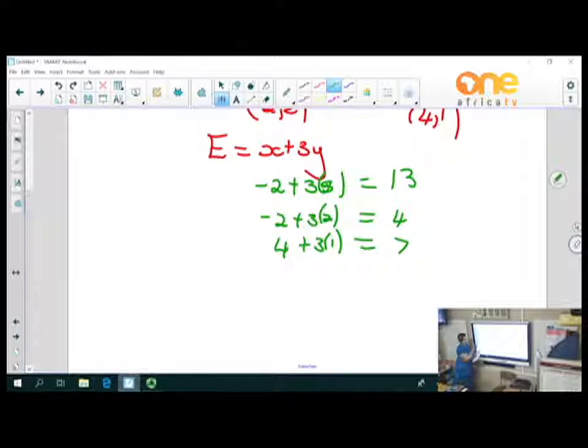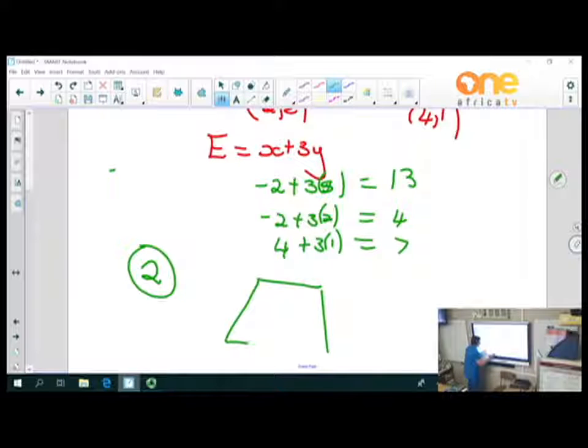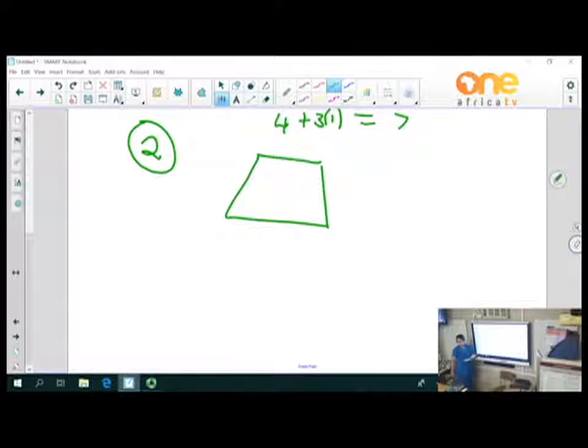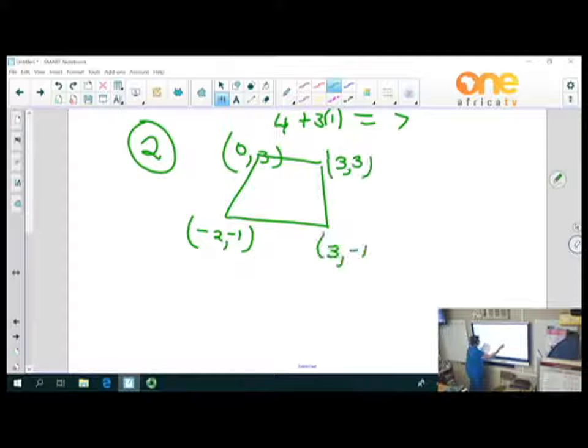If you look at number 2, what are your 4 vertices there? This time we've got a trapezium, which looks like this. There's the trapezium. So I need the 4 vertices. -2, -1, yes. 3, 3, right. That's the 4 vertices, the coordinates that we read off.